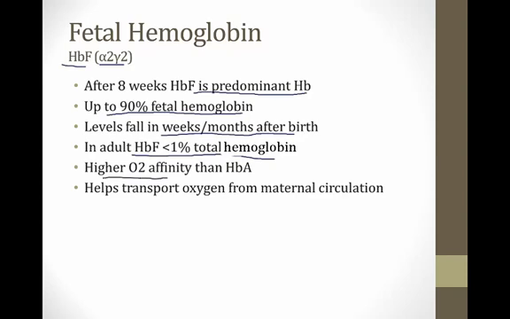It has a higher oxygen affinity than the adult hemoglobin, hemoglobin A, and this is useful to the baby because it helps to transport oxygen from the maternal circulation. Remember, the baby needs to withdraw oxygen from the placenta into its own circulation, so having a hemoglobin with a higher affinity for oxygen helps to do that.